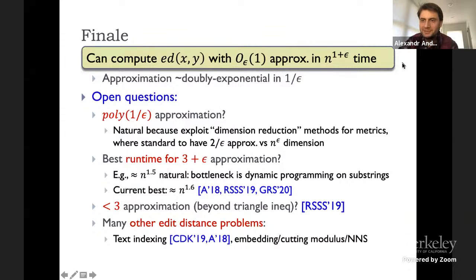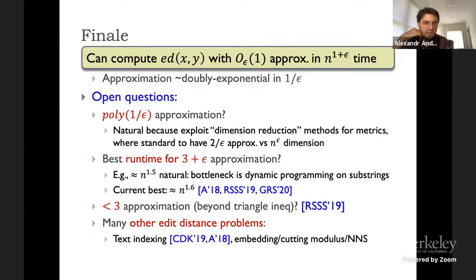So I just have one question, not really about the technical part. If we want to reduce the approximation factor, and we assume the edit distance is really large, near linear, can you do better here? Because even the previous papers had a doubly exponential approximation factor. No, not that I know.